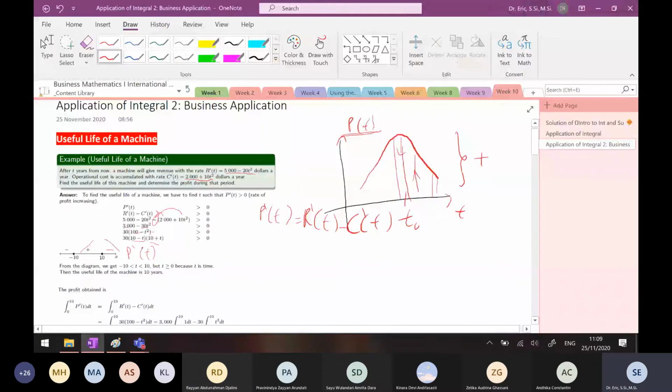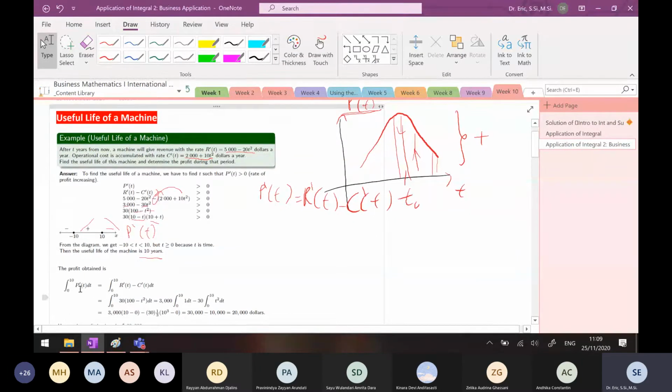Okay, and don't forget t must be positive, so the useful life of the machine is 10 years. After 10 years, the profit is decreasing. It is still profitable, but the profit is decreasing. So the profit obtained during that period is just the integral of P prime t. Don't forget P: P is a profit function, P prime is the derivative of P. So if you want to find P, you have to integrate this.